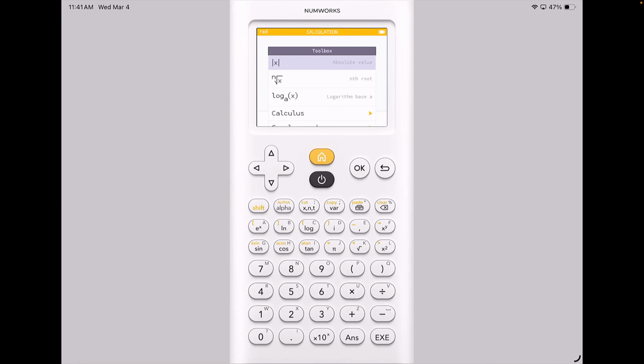It gives me more options. It's the toolbox button. I don't want absolute value, that's not what I'm doing here. I want the second one. That will let you pick whatever number you want to pick for the root. This one I want 12. So we got 12, and then 2 on the inside.